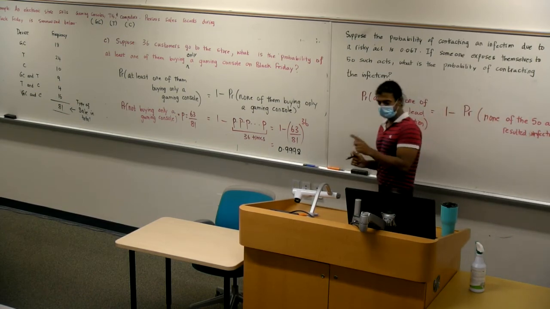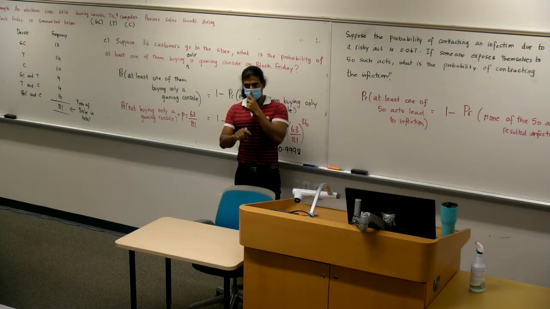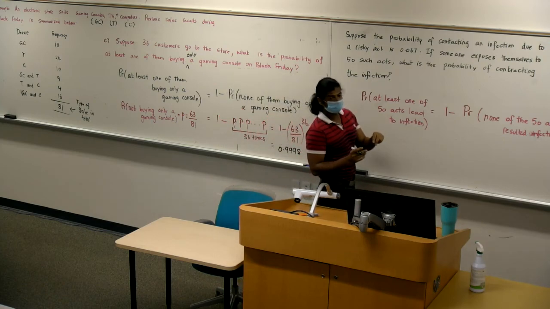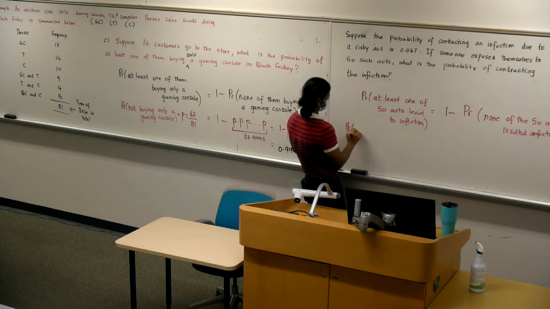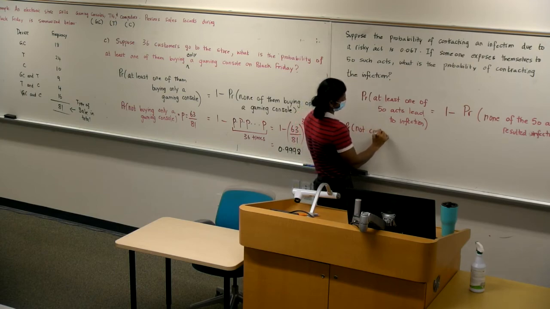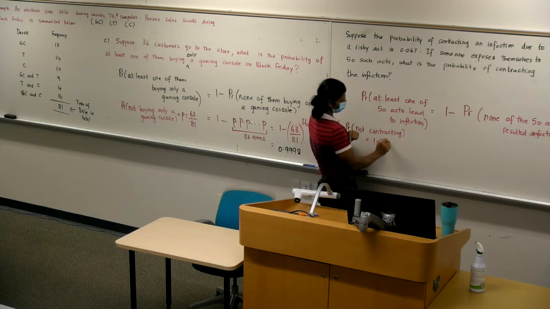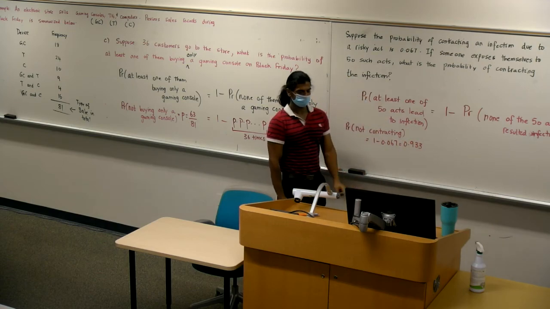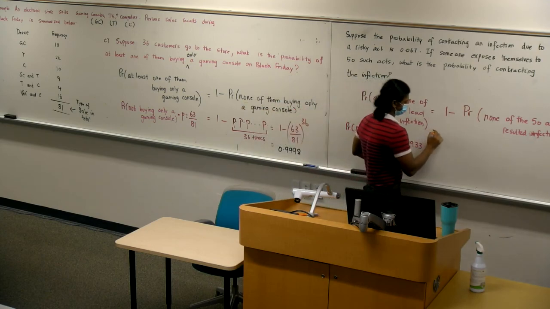1 minus the probability of none of the 50 acts resulting in an infection, right? So they are complements. The probability of contracting the infection is 0.067. What is the probability of not contracting the infection? 0.933. Okay. So the probability of not contracting is the complement of contracting the infection, so 1 minus 0.067, 0.933. Yes.